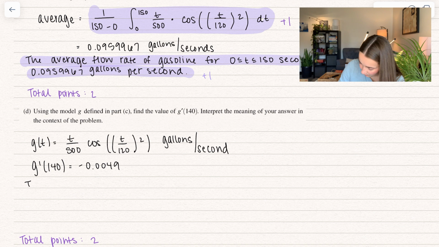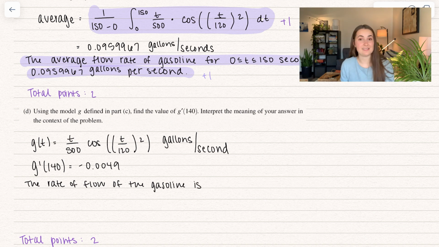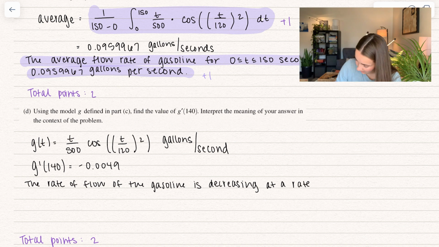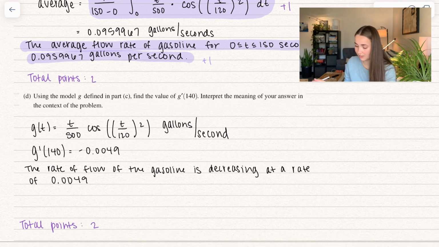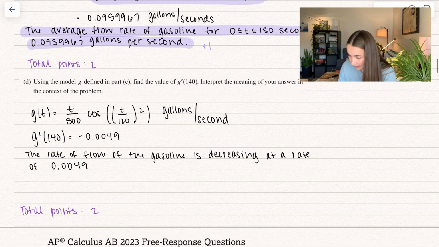So now we need to interpret the meaning of the answer. We have that the rate of flow of the gasoline is decreasing. It's decreasing at a rate of 0.0049. Since I said it's decreasing, I no longer include that negative sign, right? Decreasing at a rate of 0.0049 means negative 0.0049. If you put a negative right there, it would actually be incorrect. So make sure that you interpret that correctly. And this is going to be gallons.